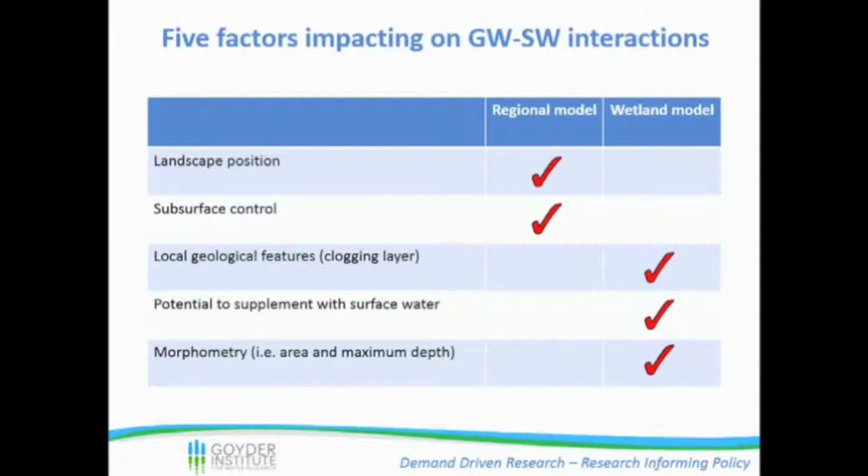The three other factors that we are considering in modeling groundwater surface water interactions in the Southeast are more local in extent. They include local geological features like the presence of a clogging layer, the potential to supplement wetlands with surface water, and also the morphometry of the wetland. I'll go through this very quickly.